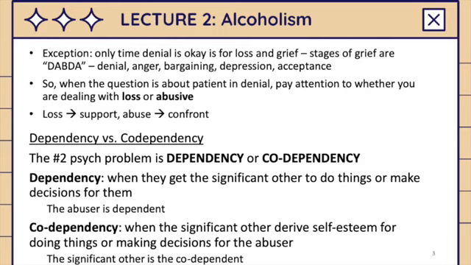Now, codependency, on the other hand, is when the significant other derives positive self-esteem from making decisions for or doing things for whom? The abuser. So the abuser says, call my boss, tell him I'm sick. That's an example of what? Dependency. The significant other calls the boss, says he's sick, he can't come to work. Hangs up, says, oh, aren't I a wonderful spouse? Because I don't know anybody else that would do it for that jerk.